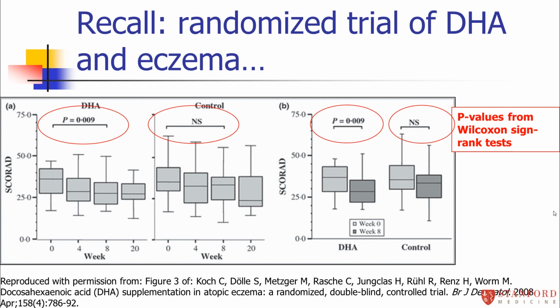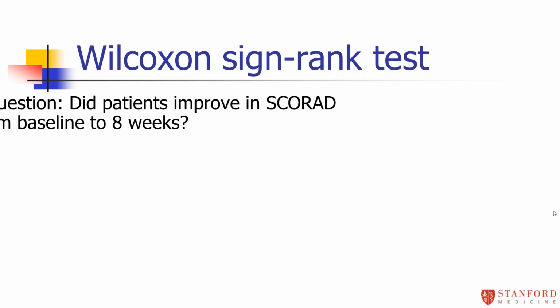The SCORAD index, the SCORAD score, turns out to be non-normally distributed. Our sample size was small here. We only have 53 people, so we're going to want to use a non-parametric equivalent to the paired t-test rather than use the paired t-test. So again, how did I get there?